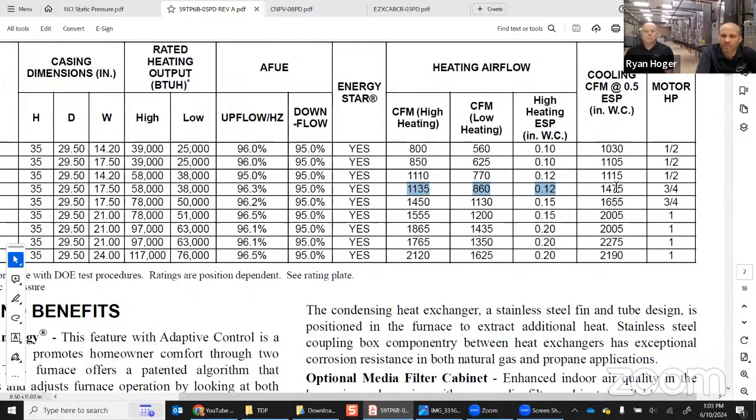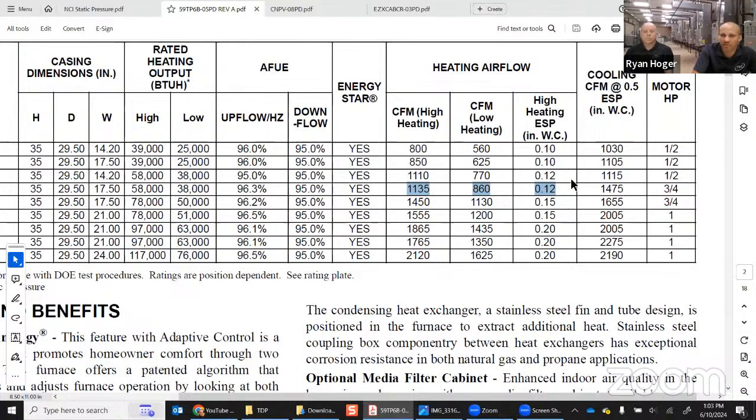And this is the point at which this piece of equipment is tested. So for heating, they're testing it with 0.12 external static. And for cooling, they're testing it nowadays at 0.5 external static. It used to be 0.1 up until like 2 years ago. Now it's tested at 0.5, which is why all the SEER ratings and everything had changed. We'll show you some tables here in a little bit that show you some other airflows and statics.